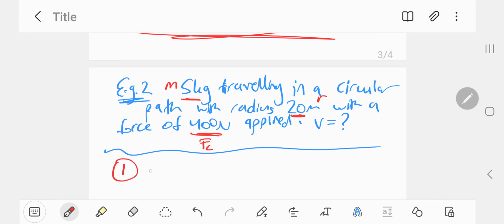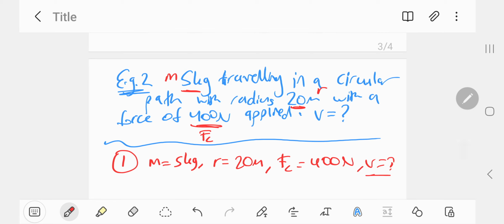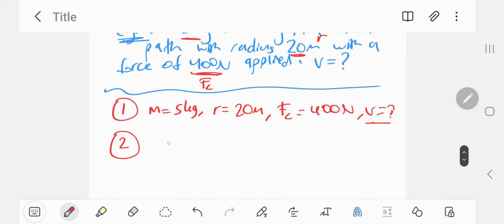So M is 5 kilograms. Let's make sure we've got SI units, which we do. R is 20 meters. F sub C is 400 newtons. And V is the unknown. So what formula do we use for circular motion? Well, we use this. F sub C is equal to mv squared over r.